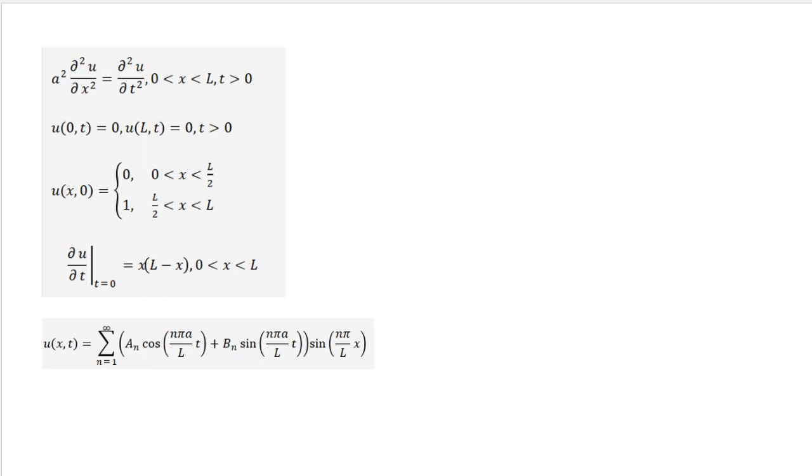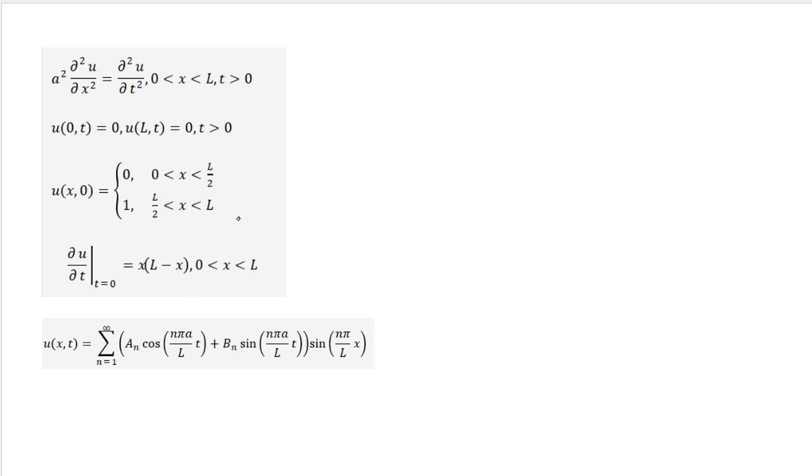Here we have a wave equation, and because the wave equation has two derivatives in t, it's a second order differential equation in t, and therefore it requires two initial conditions. So that's why you're given these two.